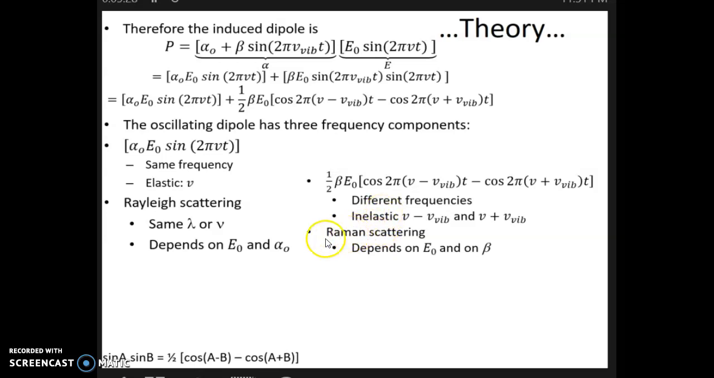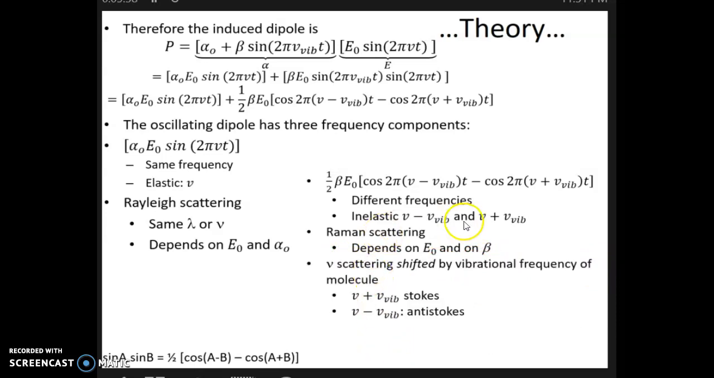Inelastic scattering is called Raman scattering. There are different types of inelastic scattering. Raman type scattering is a form of inelastic scattering. It depends on the amplitude of the incoming light and the rate at which the molecule is oscillating with its internal polarizability.